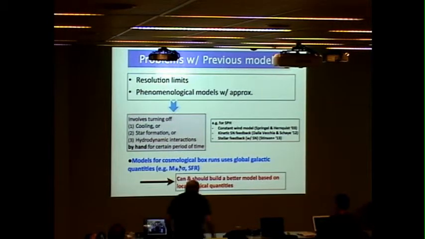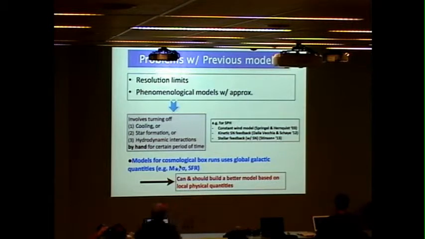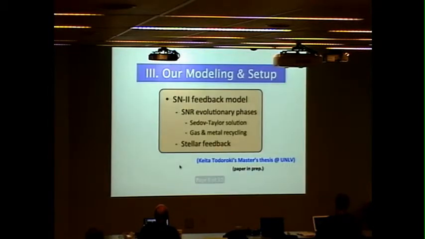It's still working. So another thing is that as we move more towards the zoom-in simulations, all these models used to use global galactic quantities like the total stellar mass or the velocity dispersion or total star formation rate in galaxies. And that's no longer really viable because we can now resolve these internal structures of galaxies and build a better model based on local physical quantities, and we'd like to do that as well. So we have to update our model as well. We're trying to catch up to people.